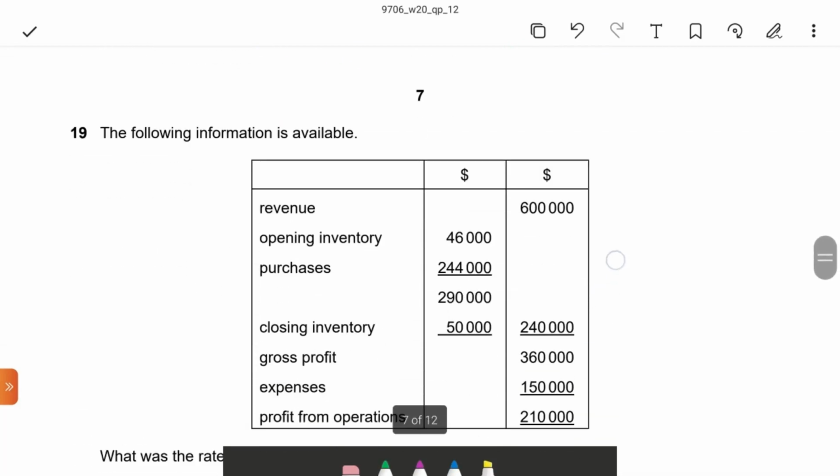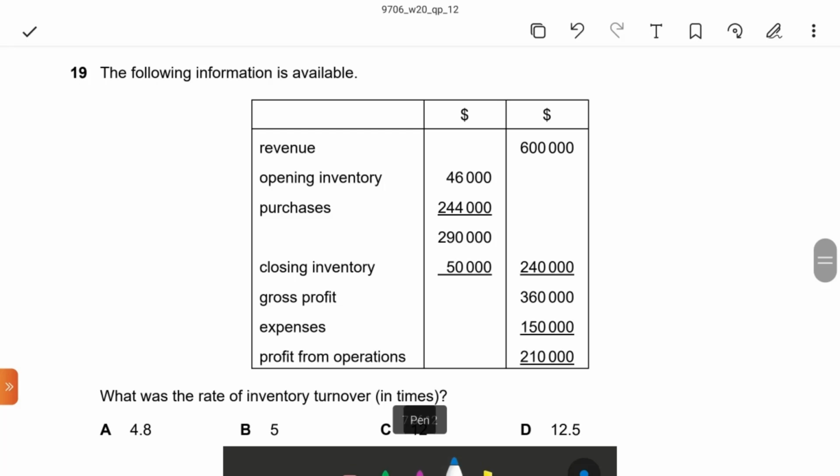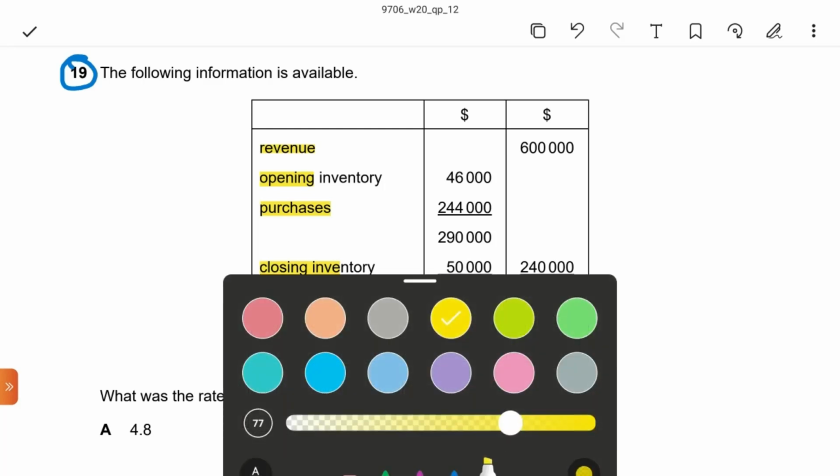Question number 19. The following information is available. Revenue 600,000 given. Opening inventory, purchase, closing inventory, gross profit, expense, profit from operation. They are given one income statement. What was the rate of inventory turnover? The question is, what is the inventory turnover ratio?